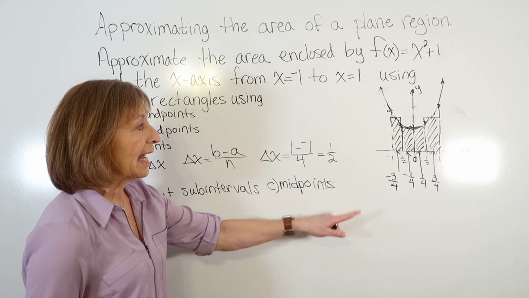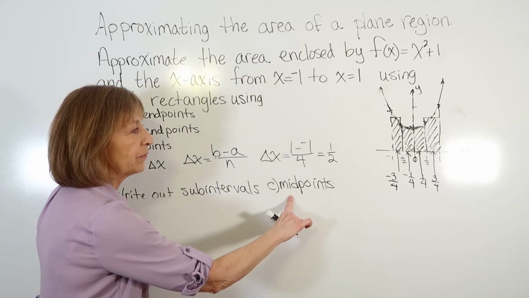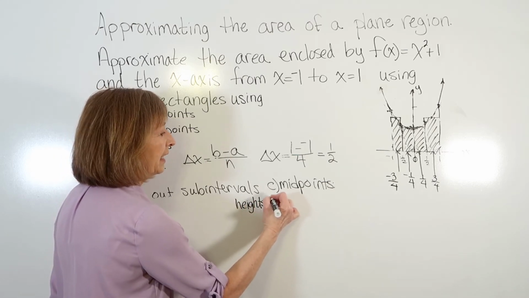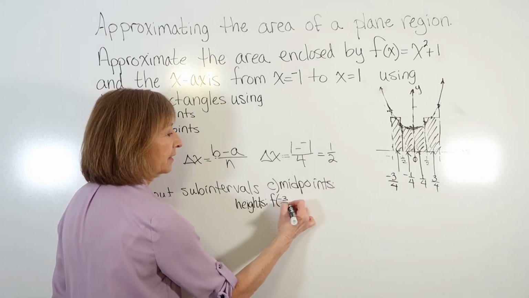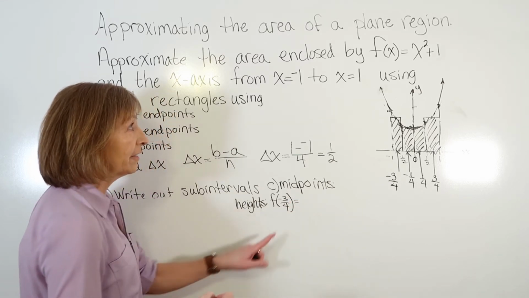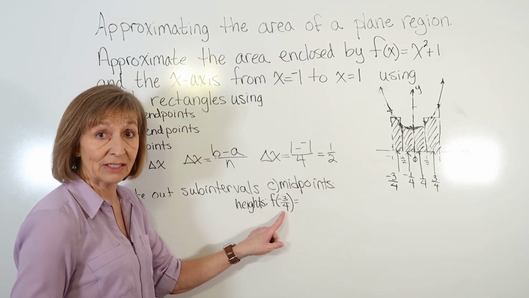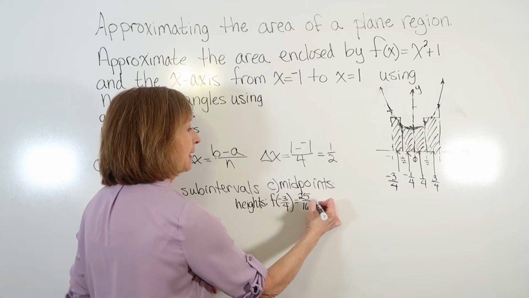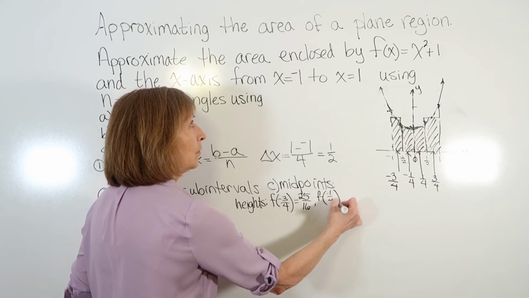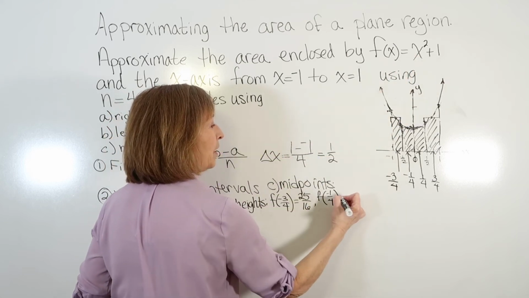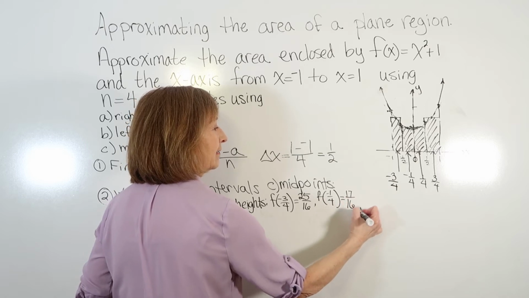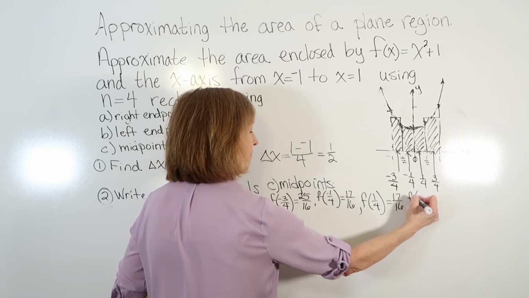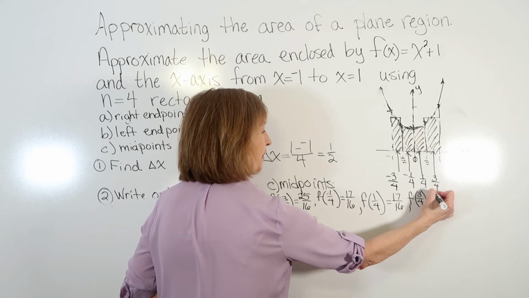Okay, so when I look at my values with my midpoints, my heights are going to be at f of -3/4, which -3/4 quantity squared is 9/16, plus 1 gives me 25/16. And then f of -1/4, well, -1/4 squared is 1/16, plus 1 is 17/16. F of 1/4 is also going to be 17/16, and f of 3/4 is going to be 25/16.